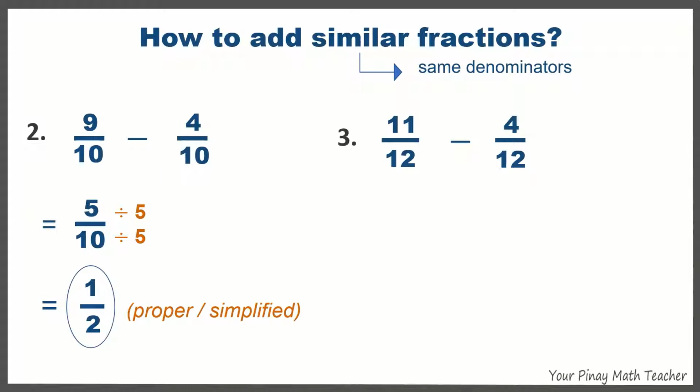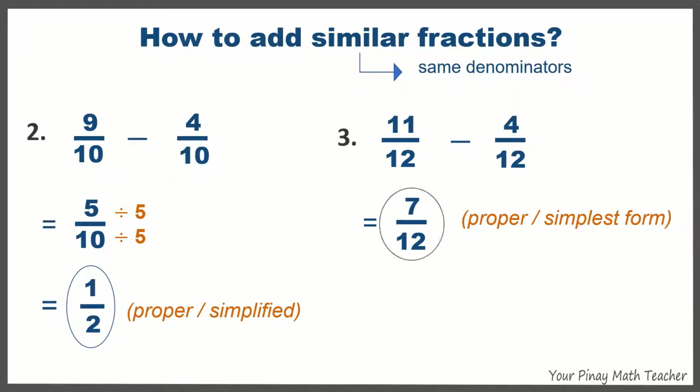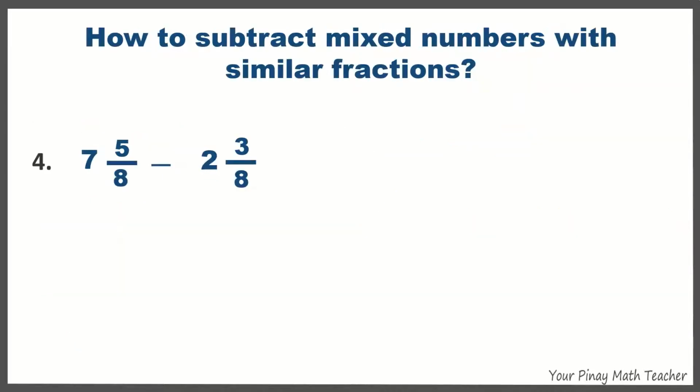Number 3. 11/12 minus 4/12. 11 minus 4 is 7 over 12. Since this is already a proper fraction and it is in its simplest form, then 7/12 is the final answer.